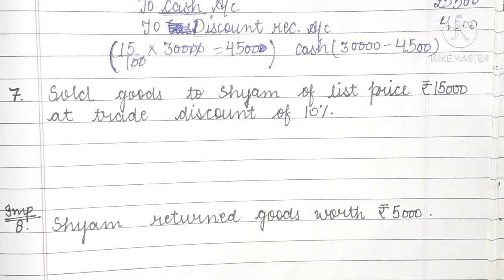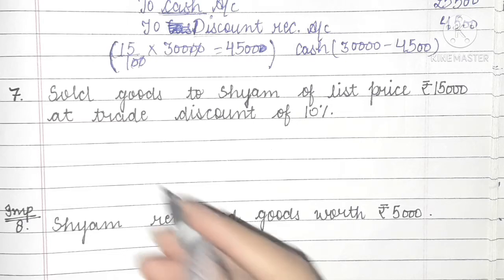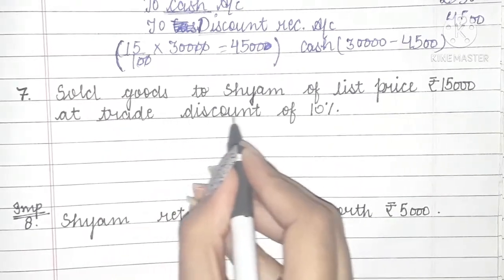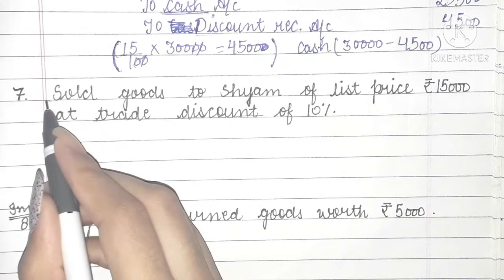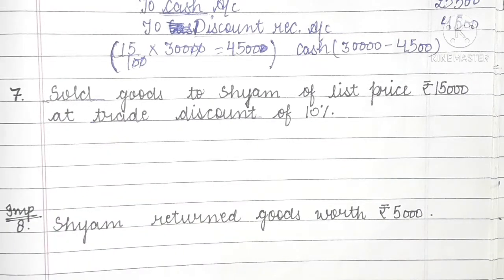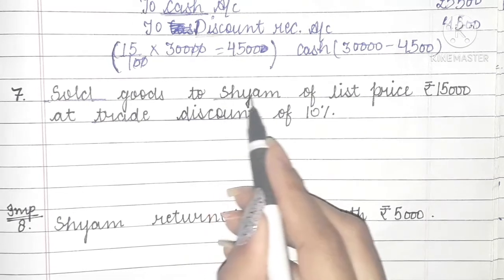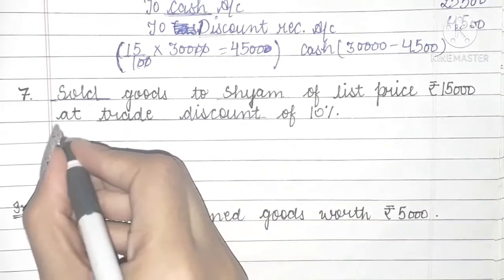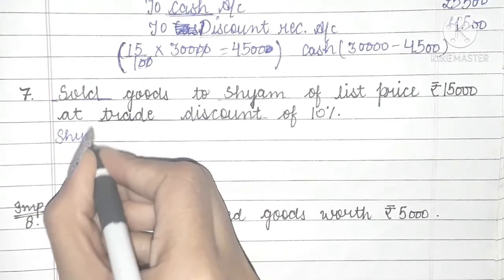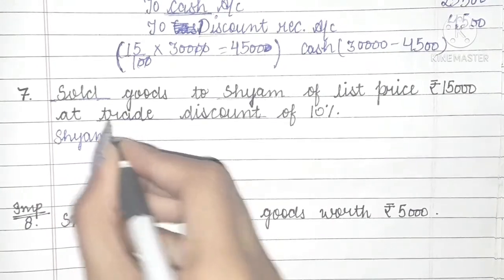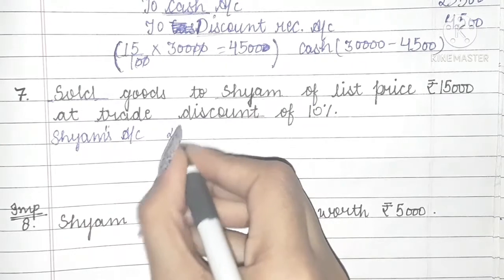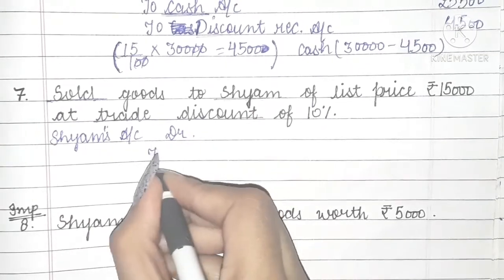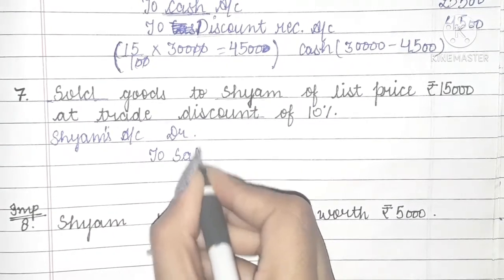Sold goods to Shyam of list price rupees 15,000 at trade discount of 10%. Here we have the trade discount again. So the entry will be the usual sales entry. So this is a credit transaction in which the receiver is Shyam. So Shyam account debit to sales account.